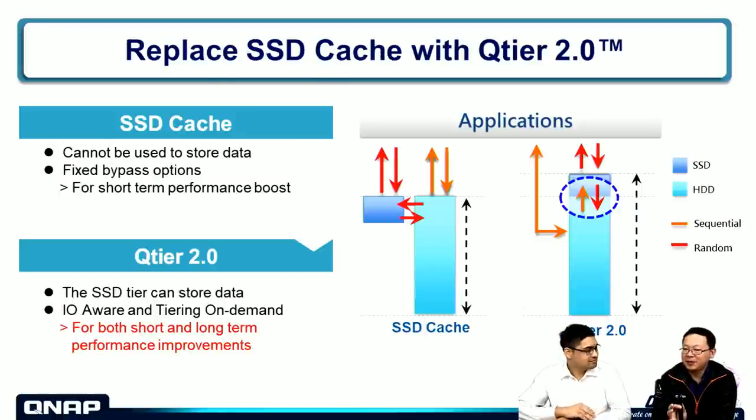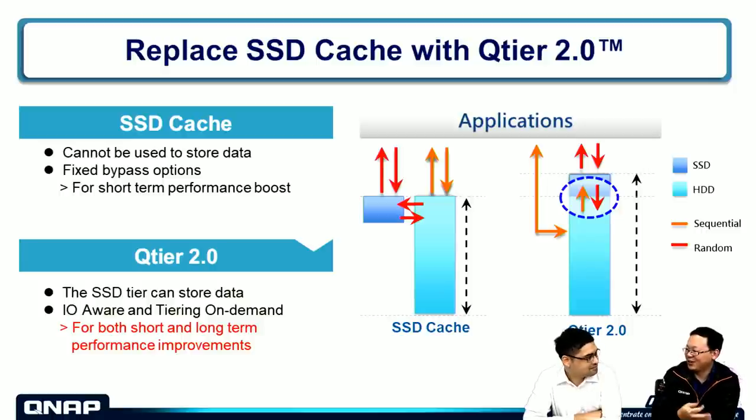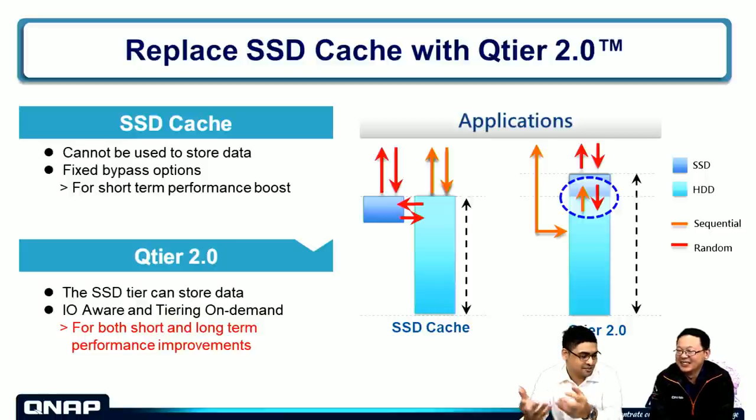However, people still ask, what's different between SSD cache and QTier? That's a different technology, but since it's all from QNAP, yes, we'll try to compare it. SSD cache and auto tiering are different. You can see the diagram here.